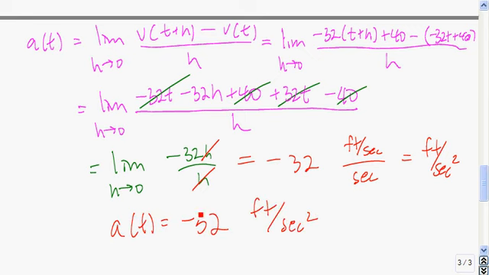And another reason we're not surprised is because it's the acceleration due to gravity. And we know that that's what happens when we have an object in free fall. Okay, so that's how you find velocity and acceleration if you know the position function.